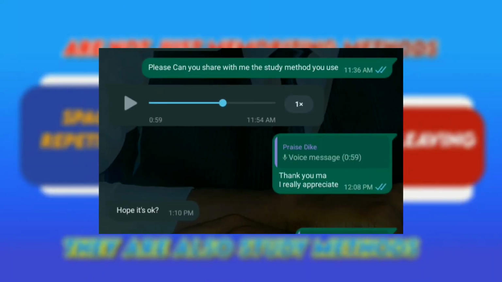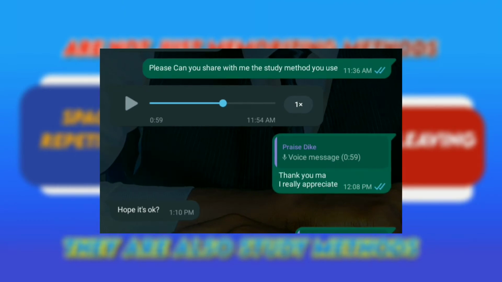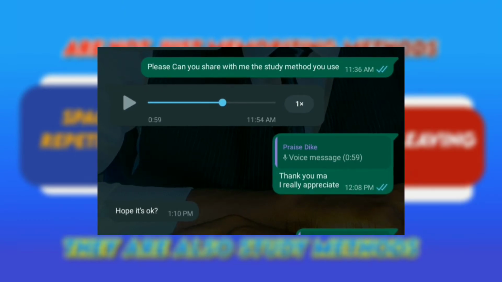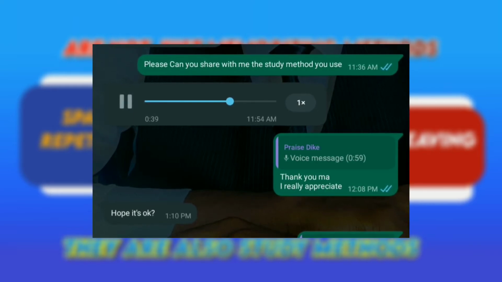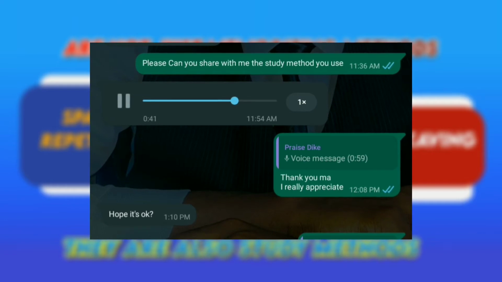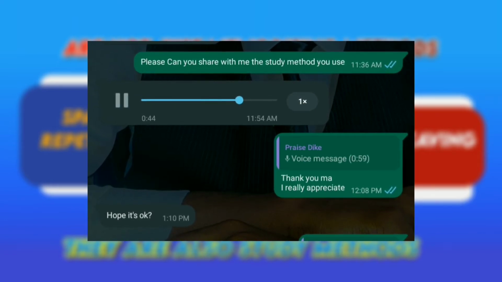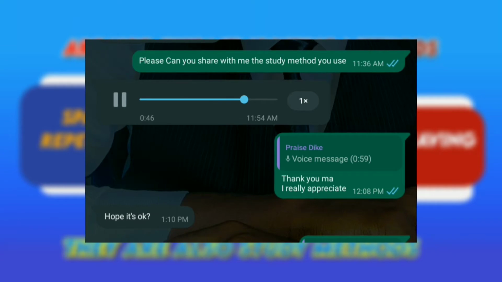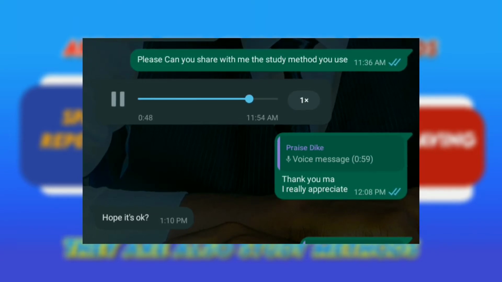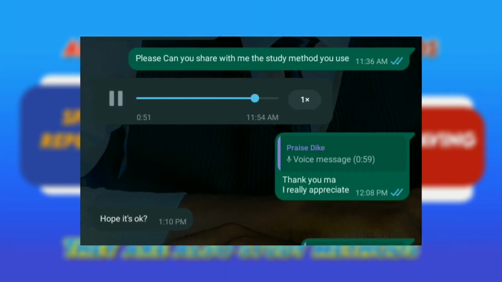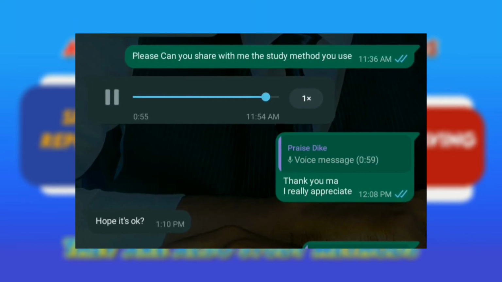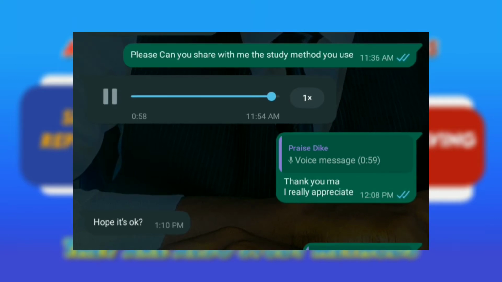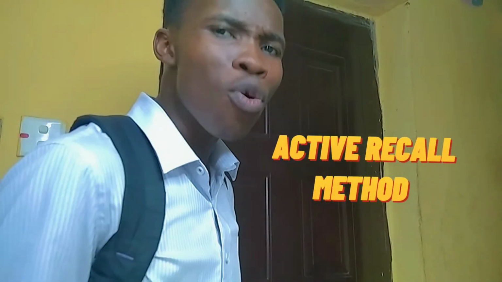I asked one of the most intelligent ladies in my college the study method she uses, and this is what she told me. How I normally study is when I read, I get a book aside my notes book, my lecture notebook. I get a summary note and jot down what I've read. Like if I read 2 pages or a particular topic, I jot down things I can remember from what I've read. Now, if you listen carefully, you will notice that she's using the active recall method.